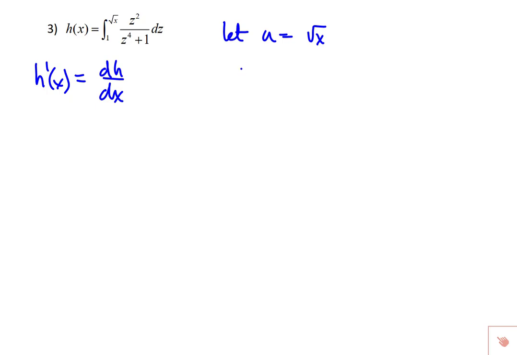I have to understand also that du dx, that is the derivative of u with respect to x, is just the derivative of square root of x. We've done that for a while now. That would be 1 over 2 square root of x.